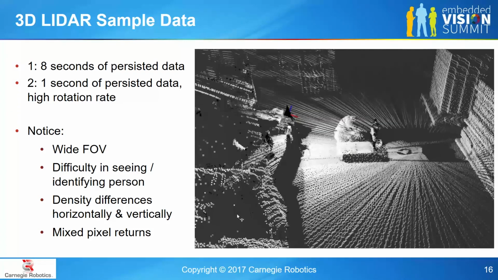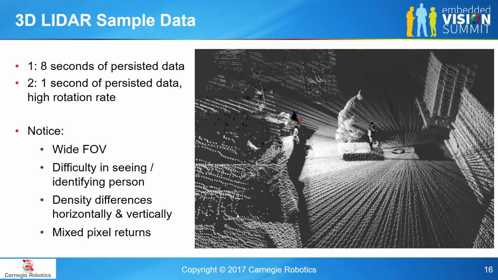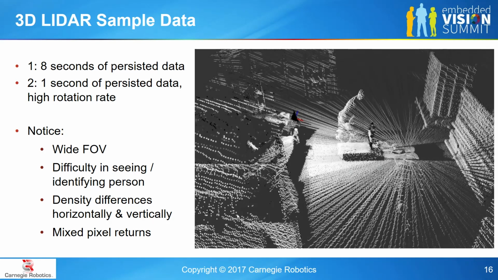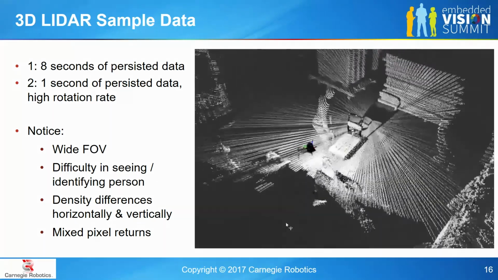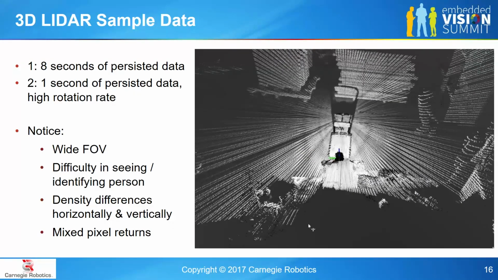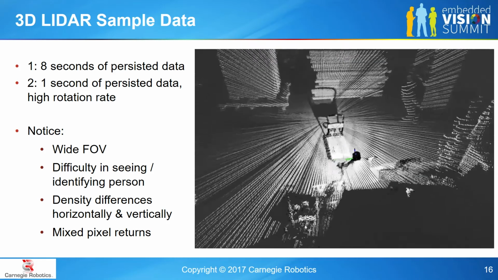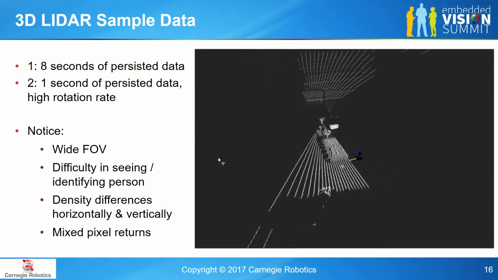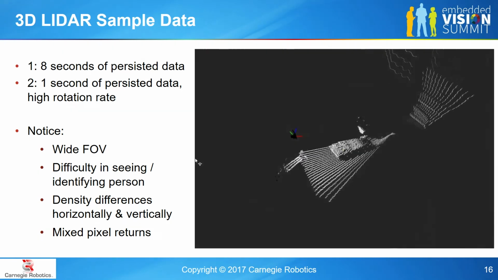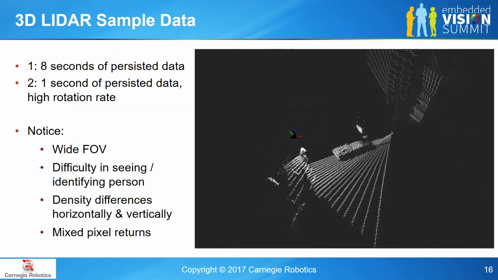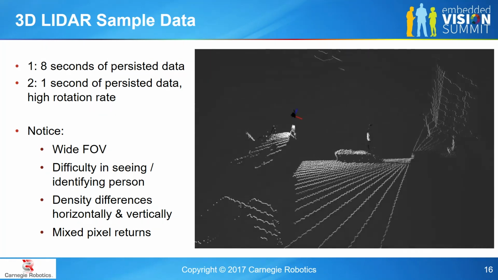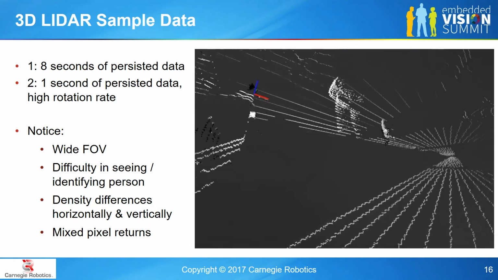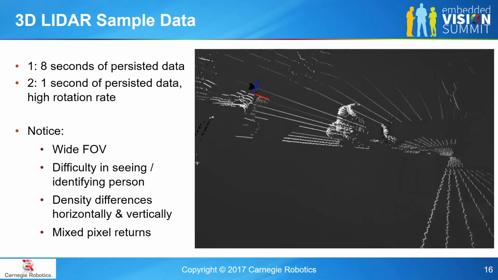You see here that we're accumulating 8 seconds of data, and then it'll flip in a second to 1 second of data persisted with a higher rotation rate. And again, you see the differences in horizontal and vertical resolution, sort of in plane and out of plane of the laser system. You also see on the edges of this cart that it sort of looks like it's been draped with a cloth. These are called mixed pixel returns, and they're actually caused by a partial return on the cart and a partial return on the floor, and the lasers can't resolve that, and they put a point in space right in the middle.